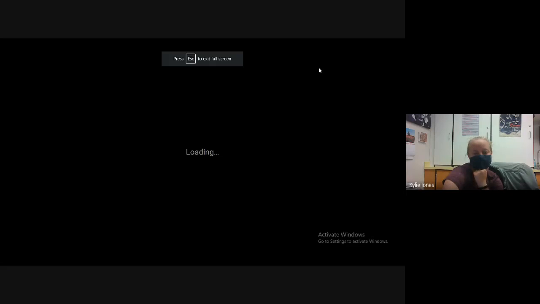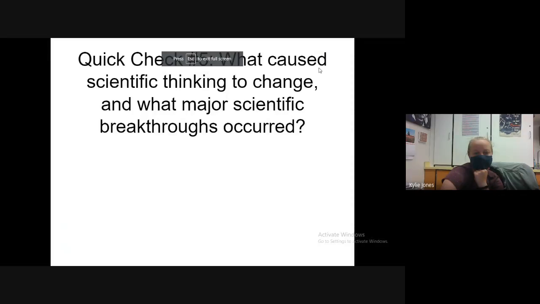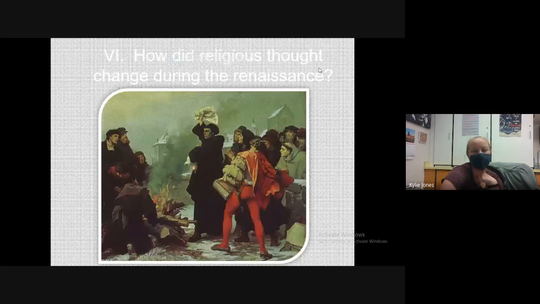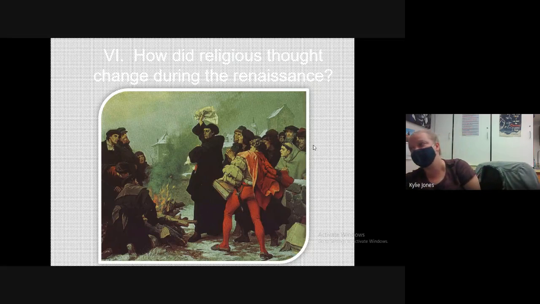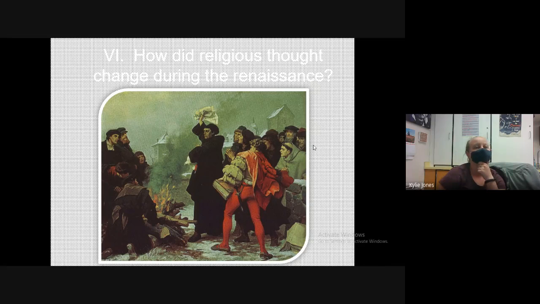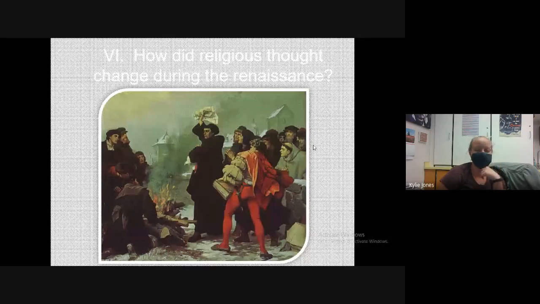Okay. I do believe that this is where we're at. How did religious thought change during the Renaissance? This is the slide we're on. And if you're on the Google Doc, it's section 6, which is VI. So we're just going to start going through these, have you guys filling out the rest of those notes. When we're done with the notes, you guys have a little bit of a WebQuest to do about art from the Renaissance. Okay? It's not a very long one.